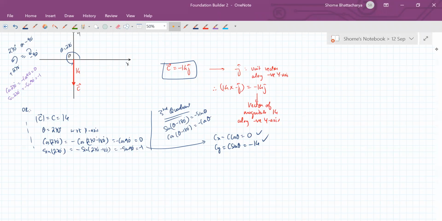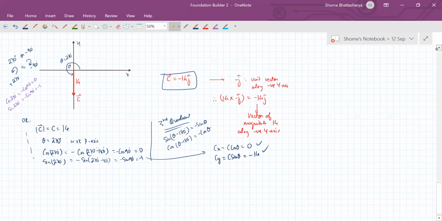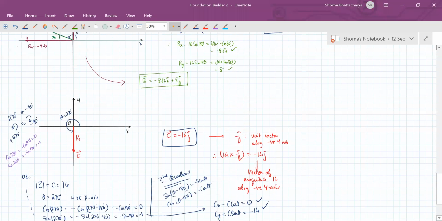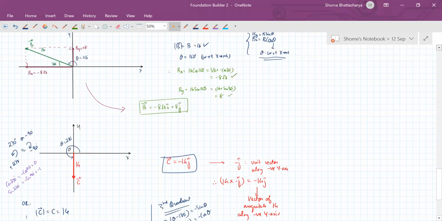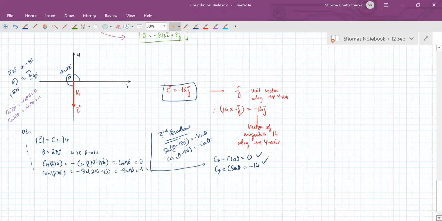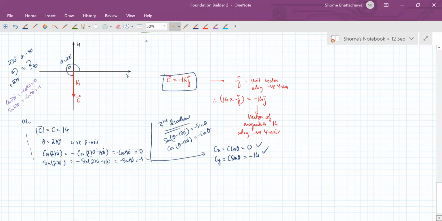Okay, so hope these examples are clear to you, these three examples. Okay, yeah, I'll be sending you the notes, so if you haven't written it down fully it's fine. Main thing is you should understand this.